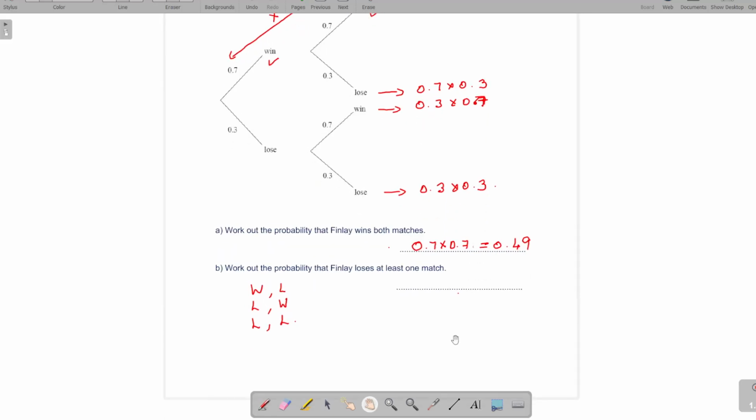So this is 0.21, this is 0.21, this is 0.09. So therefore it will be 0.21 plus 0.21 plus 0.09. That will be 0.51. Let's move to the next question.